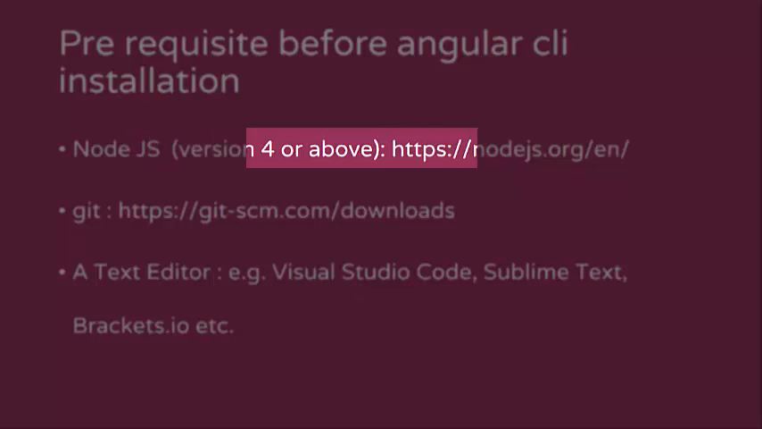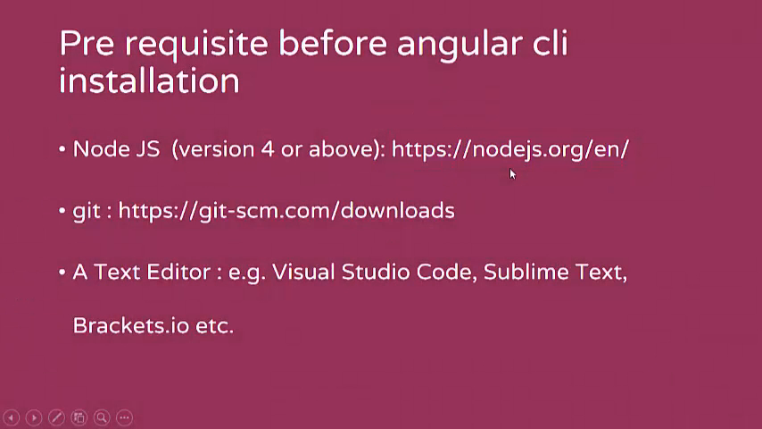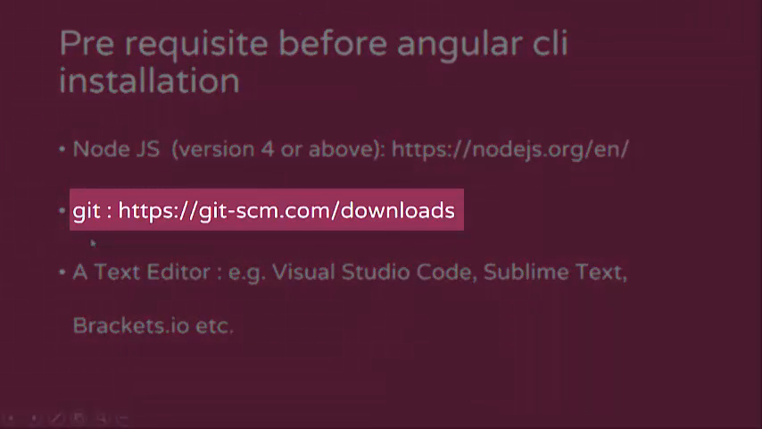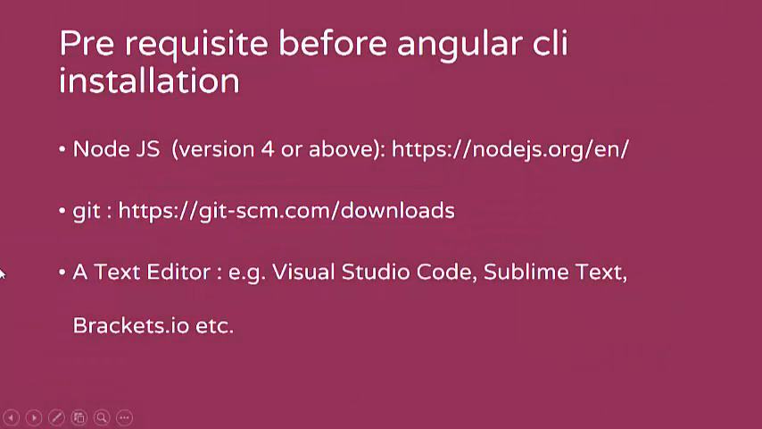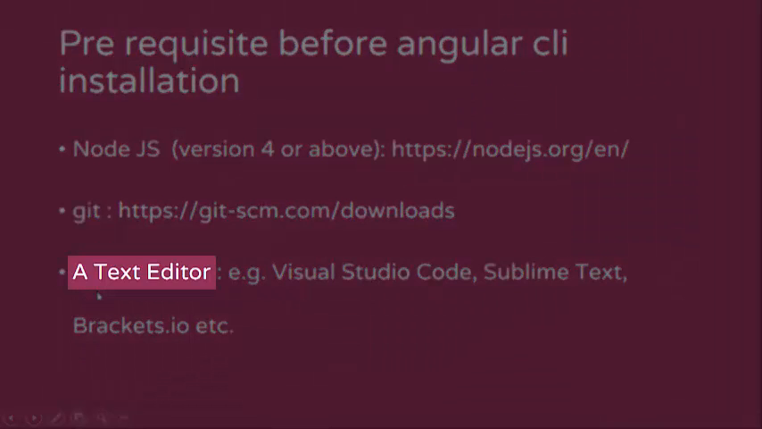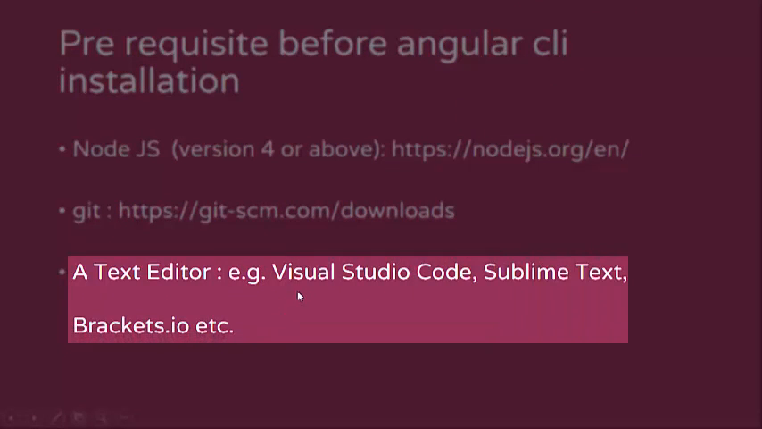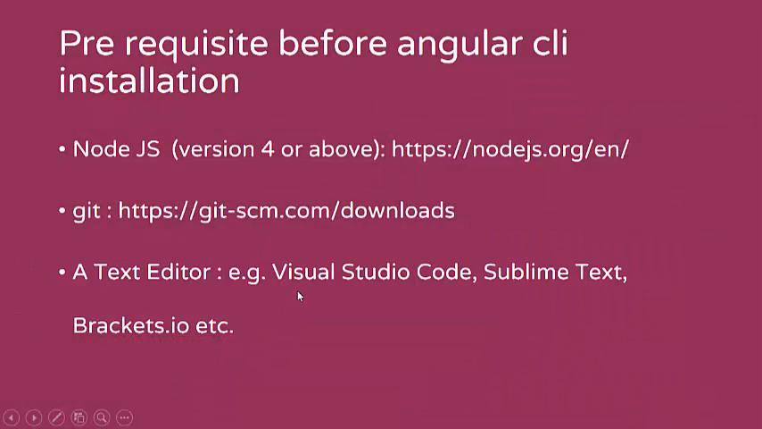If you have not installed it, you can use this link to download and install the latest version of Node.js. Second thing is Git. Angular CLI provides you option to directly deploy your apps to GitHub pages. So if you have not installed Git in your system, please use this link to download and install it. Last thing would be a text editor. You can choose any text editor as you like, but here are some examples.